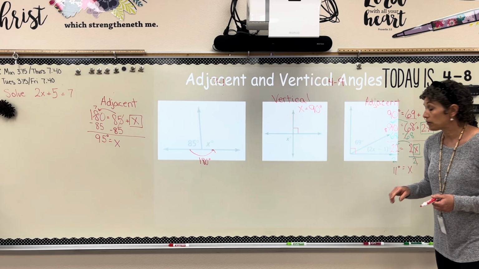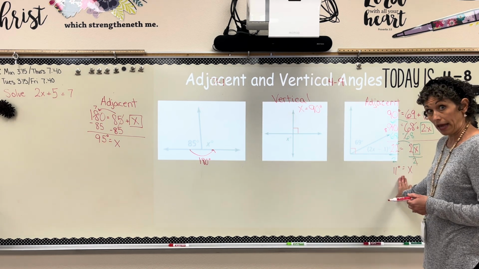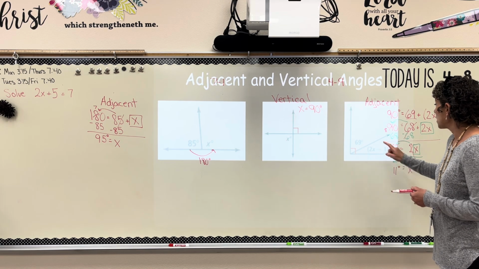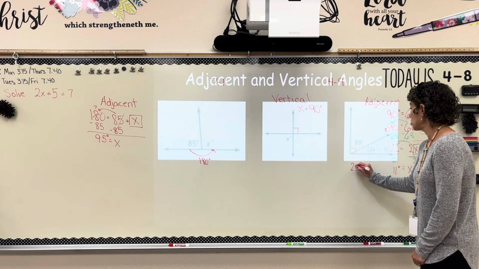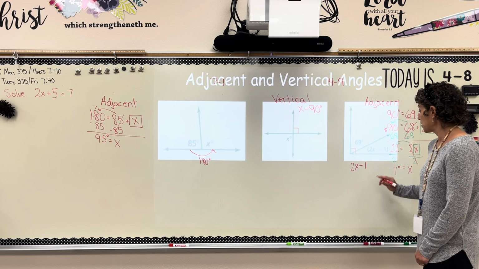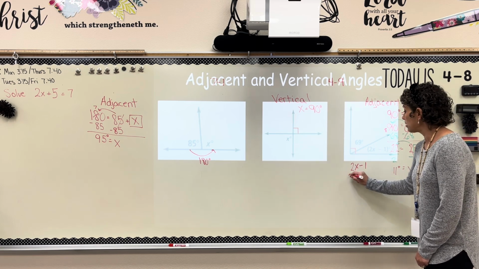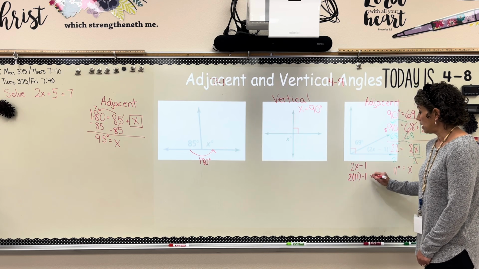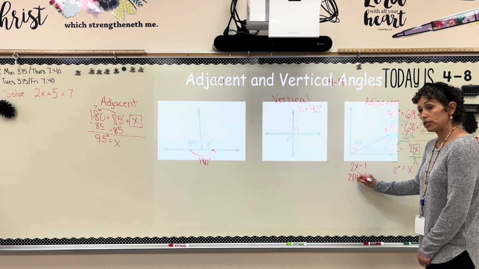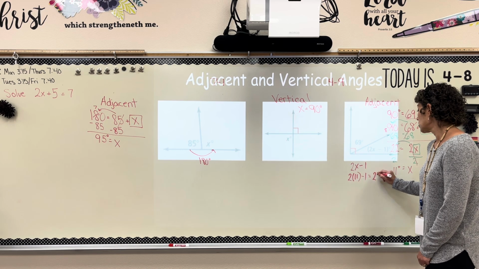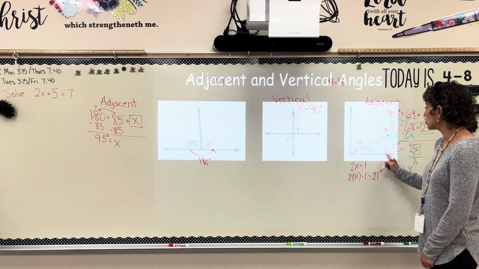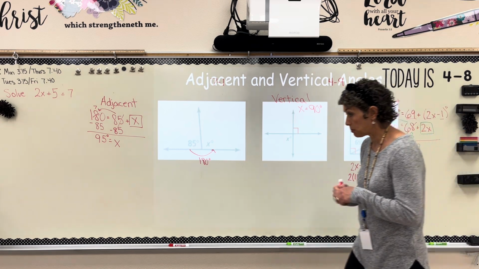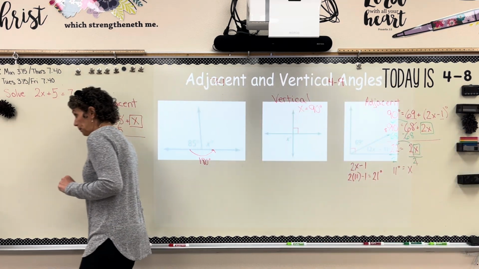Now, please be careful. Sometimes it will ask you for x, and sometimes it'll ask you to find the angle. This angle is actually 2x minus 1. So we need to plug that 11 back in, right? So 2 times 11 is 22, minus 1. So this angle is 21 degrees, but our x is 11 degrees. So just be careful which one they're asking for, okay?